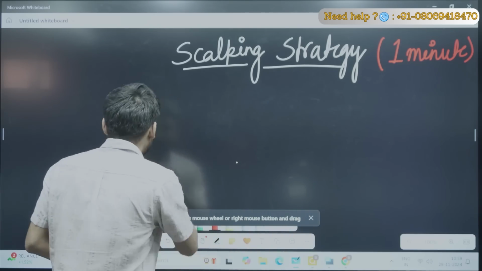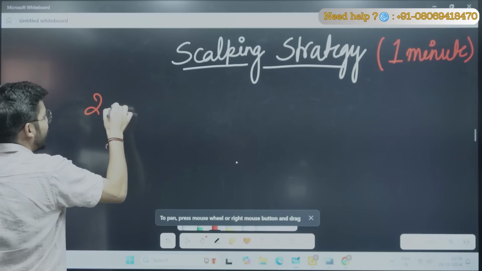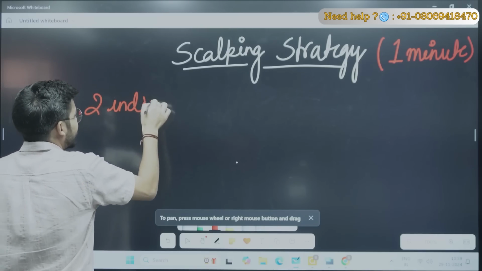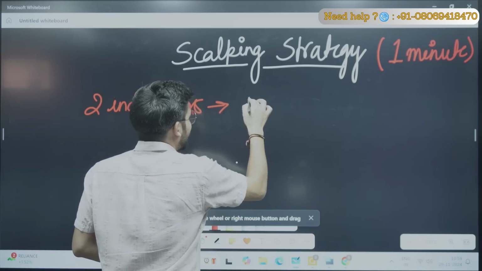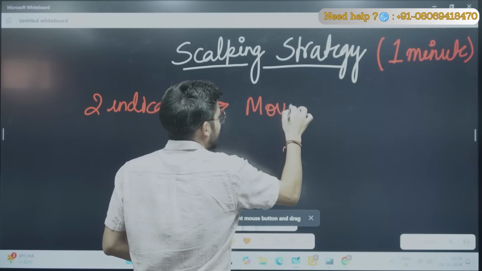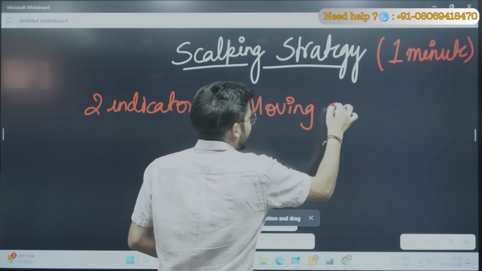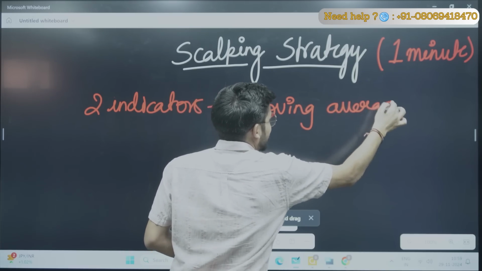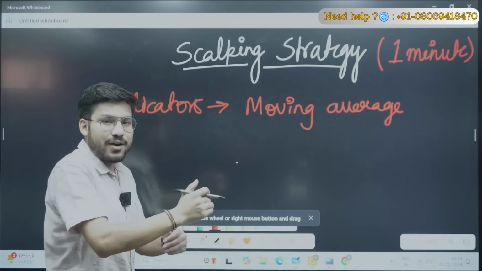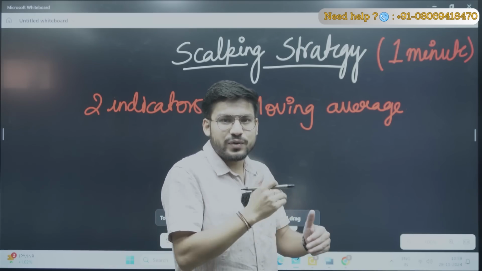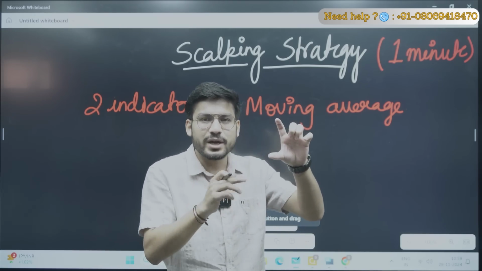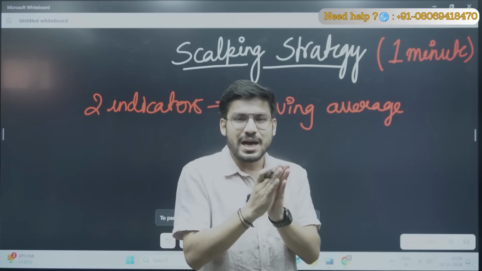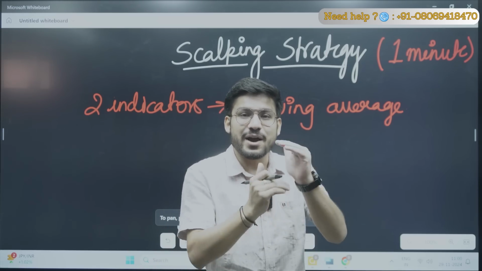So first of all, there will be two indicators. The first one will be the moving average. What a moving average does is it takes the average of the candles. We just have to put a reading there. Suppose if I'm putting a reading of 9, it will take the last 9 candles and give me an average of them.